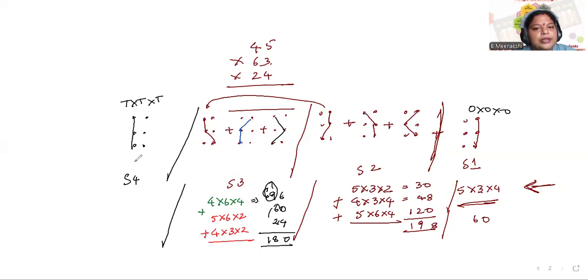Next, last is 4 into 6 into 2. This is step 4. It is a mirror image of step 1. Now 4 6s are 24, 24 2s are 48. Now let us see.